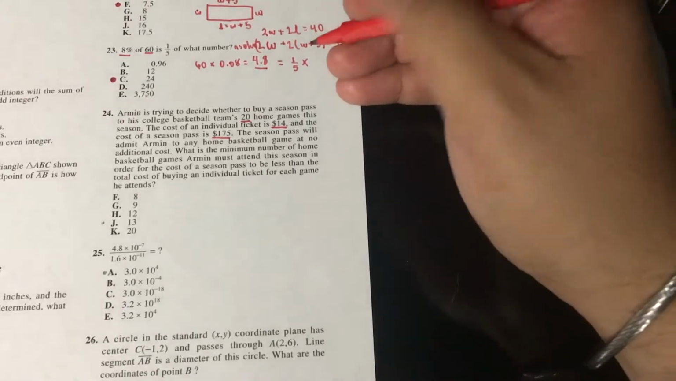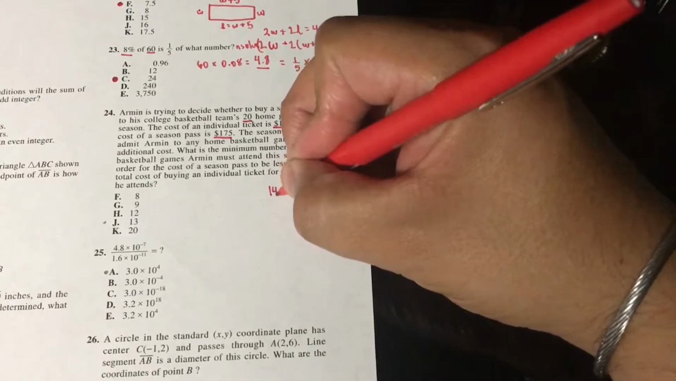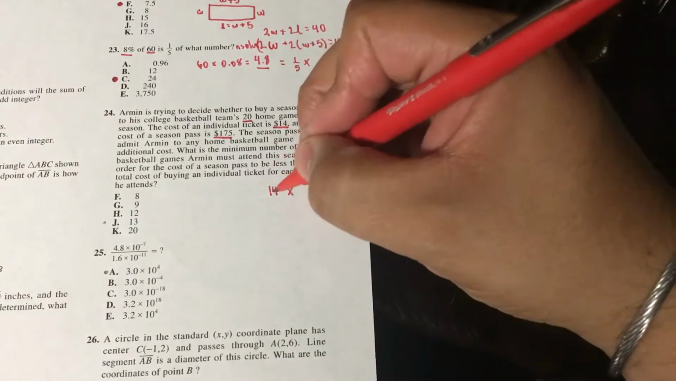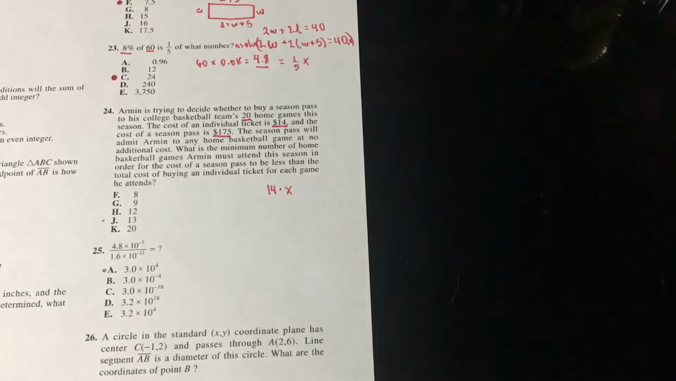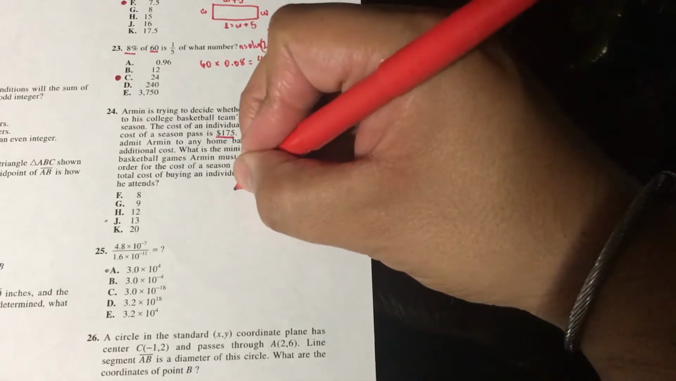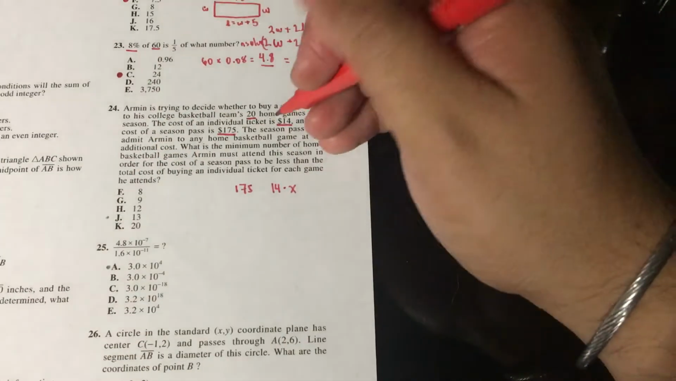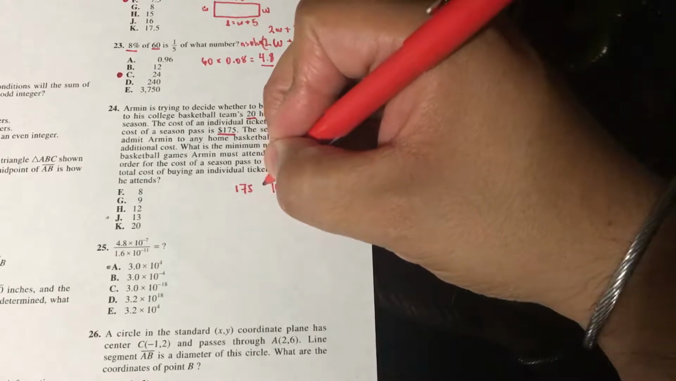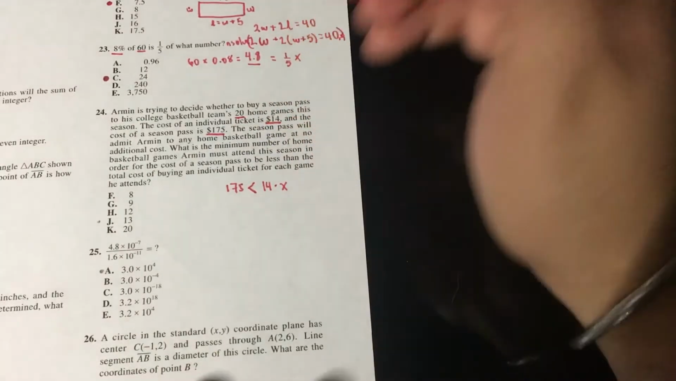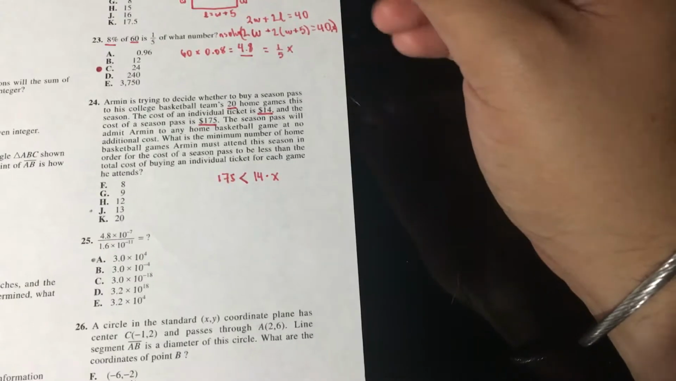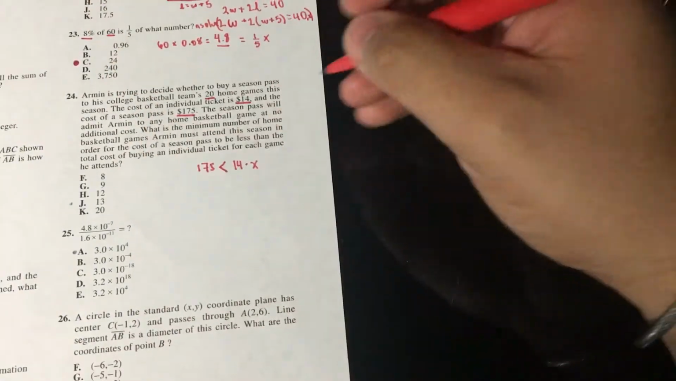So this is what I need to do here, guys. I want to know how many games, if I pay $14, what I'm really looking for is I want this $175 to be worth it. So what I'm asking is, when is this 175 going to be less than the 14?